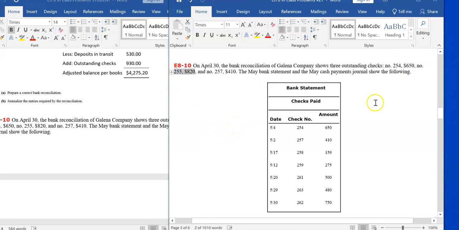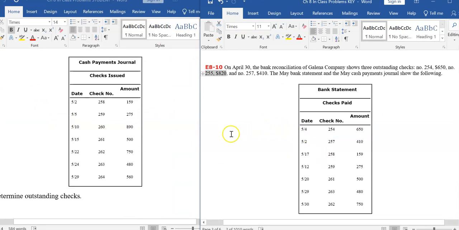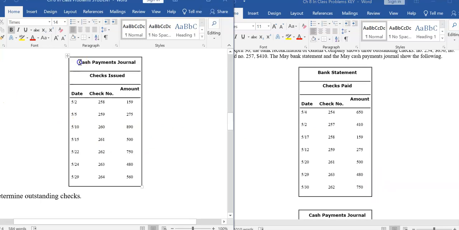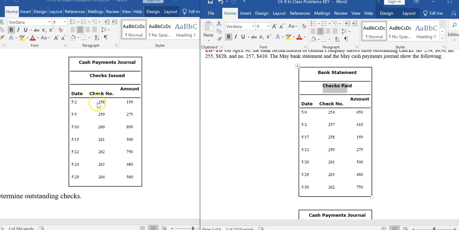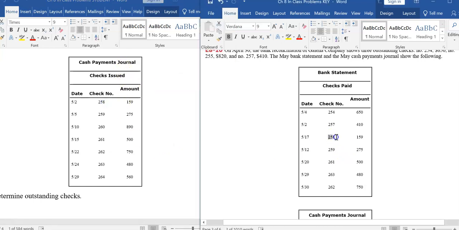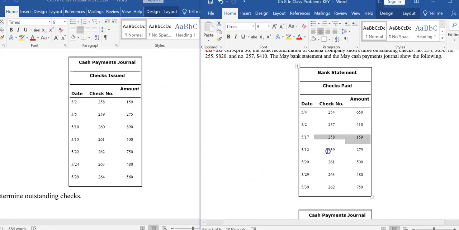Now let's see what other outstanding checks may have come about during the current month. So what I have over here is just the second part of this problem. This is the cash payments journal for the month of May, and these are the checks paid. So it looks like we had check 258 was issued in May per the cash payments journal. And look over here, it has processed. The bank has cleared it. So that is not outstanding. Check 259 was paid during May. Yep, it was cleared by the bank as well.